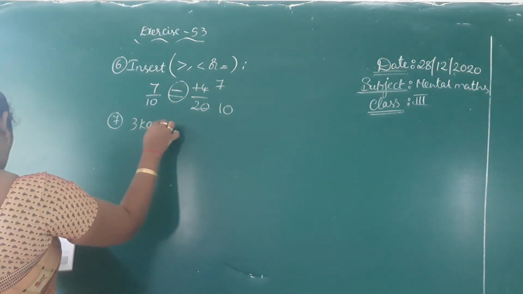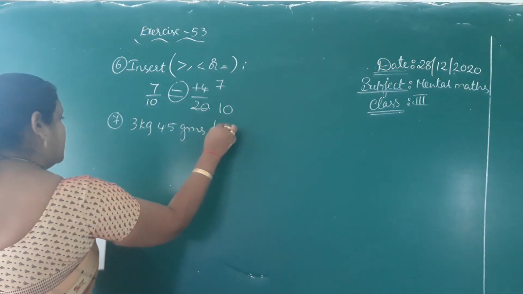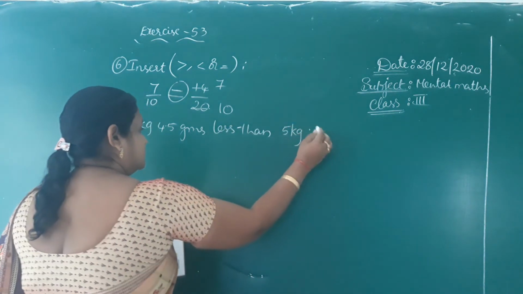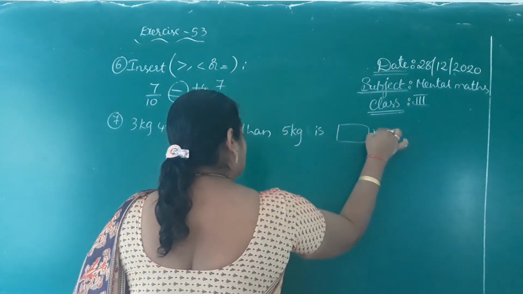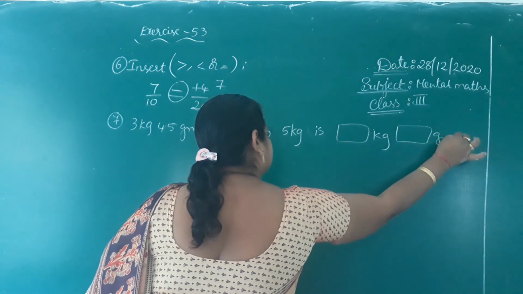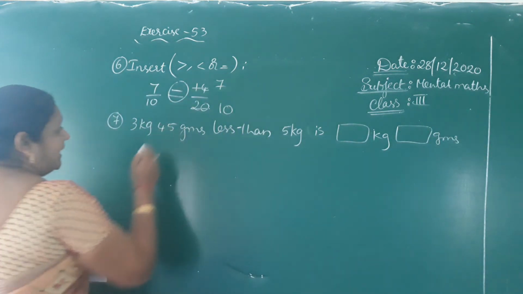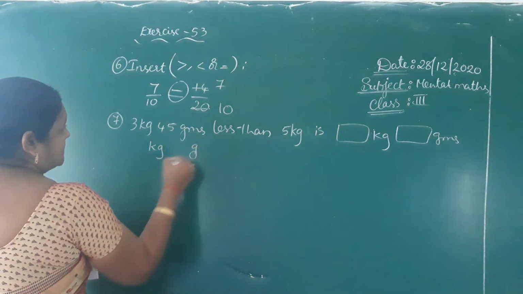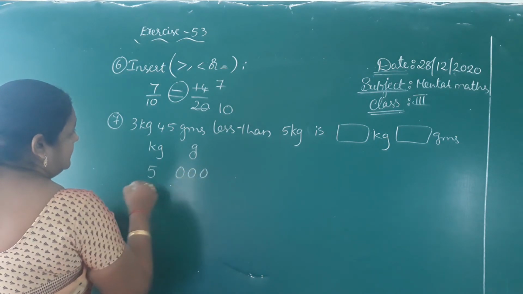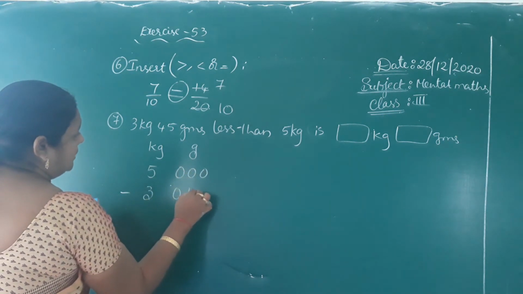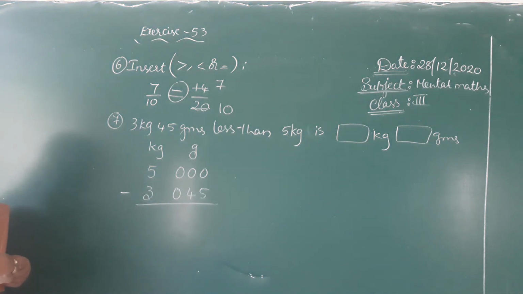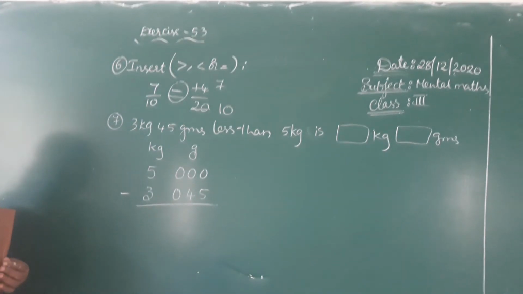3 kg 45 grams less than 5 kg is dash kg dash grams. Okay. 3 kg 45 grams less than 5 kg. So kg grams, 5 kg means like this, and less than 3 kg 45 grams. You have to write 045. Don't write directly 45. Okay, it's wrong. If you write 450, it is also wrong. You have to write 045.